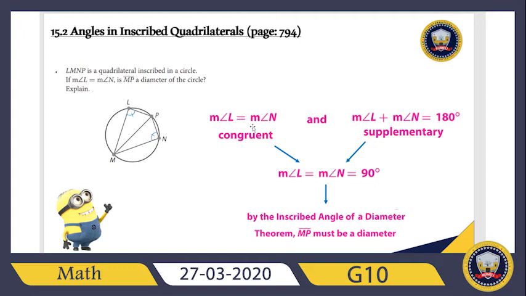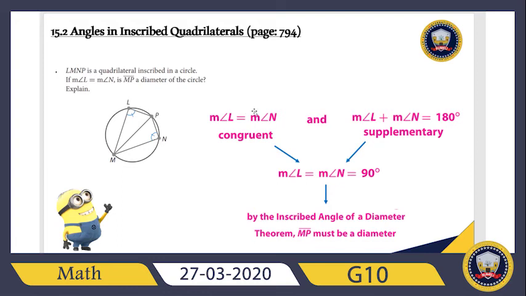Now let's use this. We have ML equals MN. The measure of L equals the measure of N. They are congruent. And at the same time, they are supplementary. Why? Because it's an inscribed quadrilateral inside the circle. So the measure of L plus the measure of N equals 180 degrees.